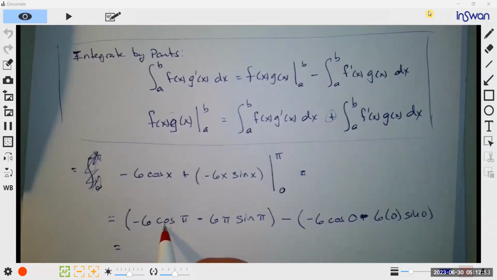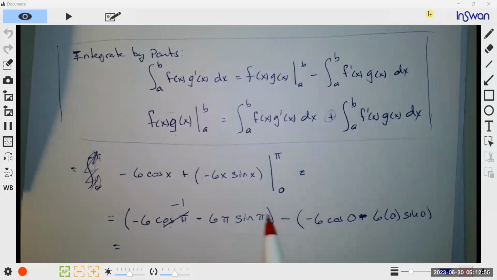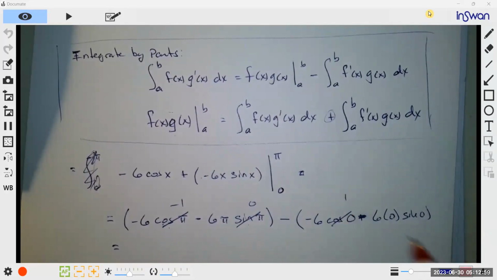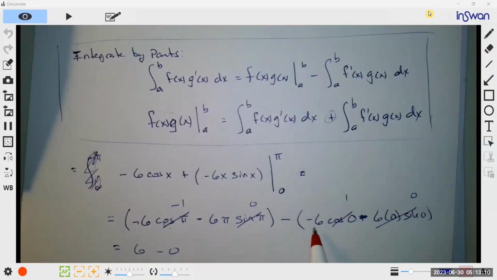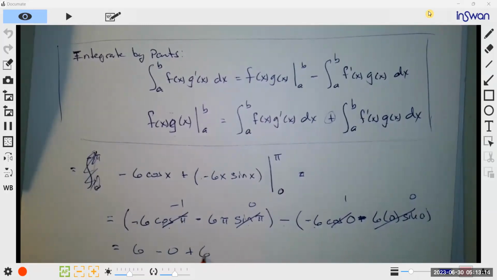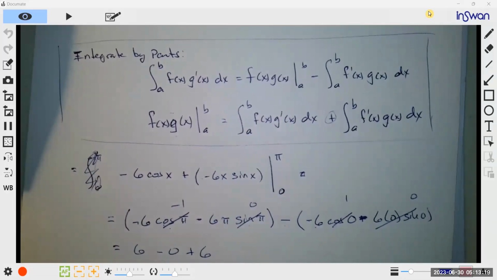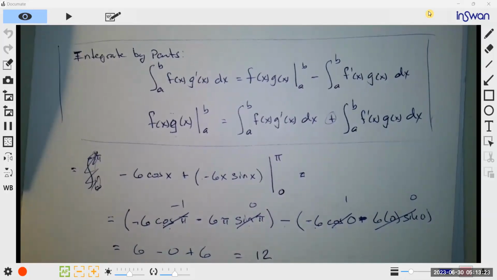Cosine at pi is negative 1. Sine of pi is 0. Cosine of 0 is 1. That's 0. So negative makes it a positive 6 minus 0. 6 times 1 is 6. So that equals 12.